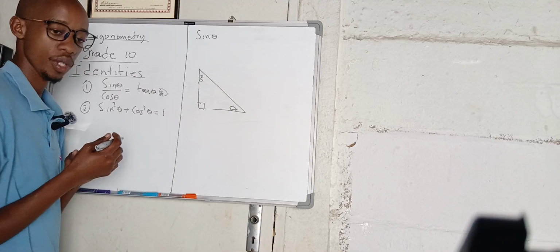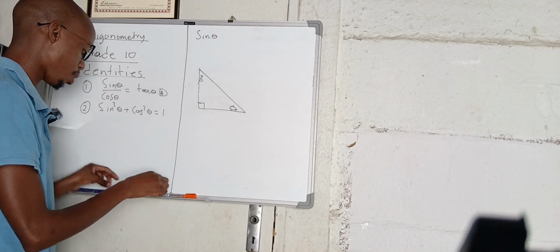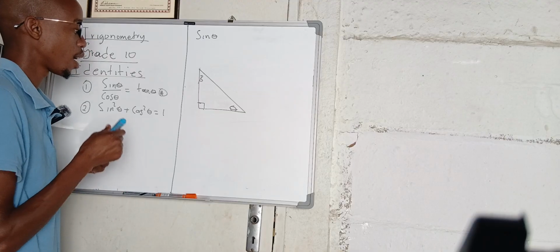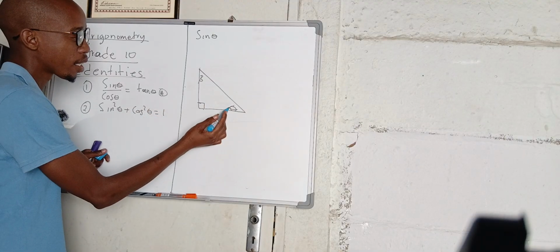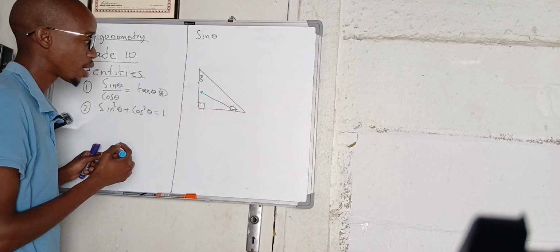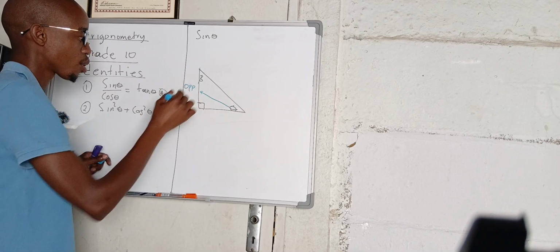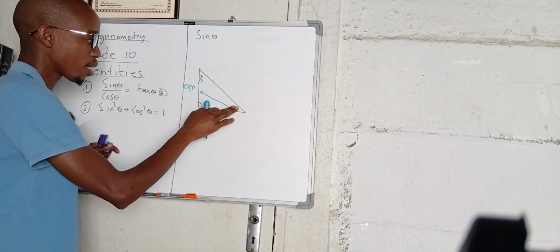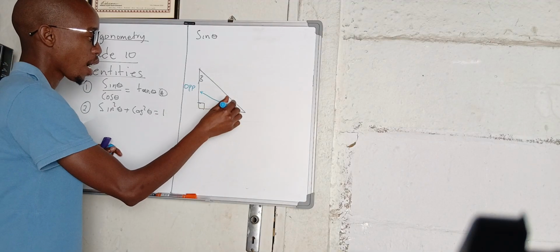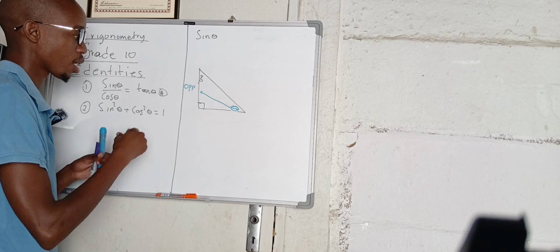So I want to show you something. I'm going to use two colors now. In black, this is the angle theta. The side that is opposite to theta is this side. So we're going to call this one opposite to theta. I think I should use this color such that we will know what side is opposite to theta.